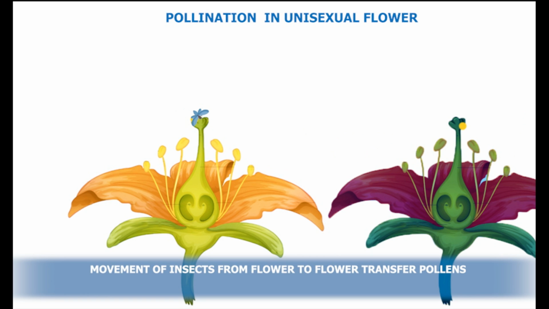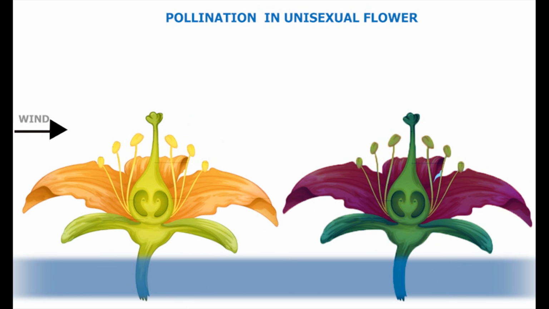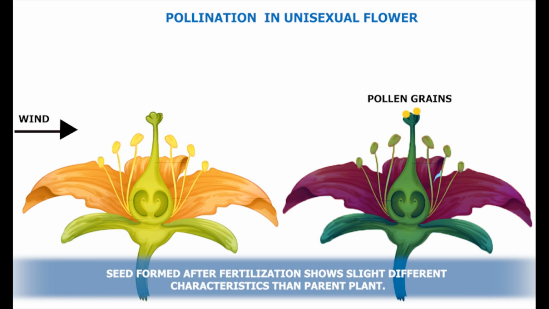Transfer of pollen grains from one flower to the female part of a different flower is called cross-pollination. Insects sit on different types of flowers. Similarly, in wind, different types of pollen grains are present. It is possible that pollen grains from a different type of flower might reach the female part of another type of flower. In such cases, the seed formed after fertilization shows slightly different characteristics than the parent plant.